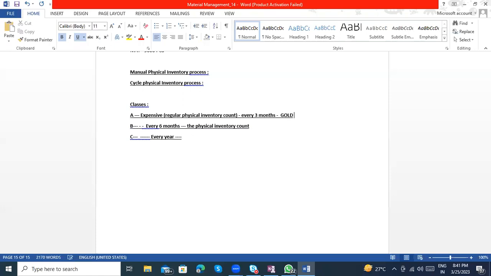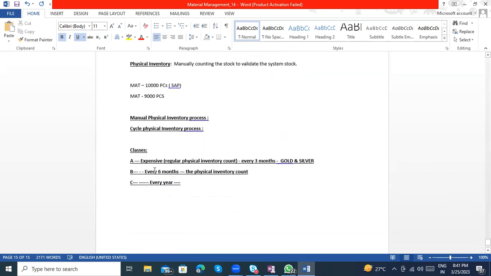So generally, the regular checkup means a regular physical inventory count, which generally happens in, maybe, gold shops, gold and silver. Regularly they will do the physical inventory, because it is too expensive, right? They have to keep track of the physical inventory, the physical stock count, and the system stock. Okay, clear? Is it clear? Yeah. Okay. So this is one of the processes, physical inventory.